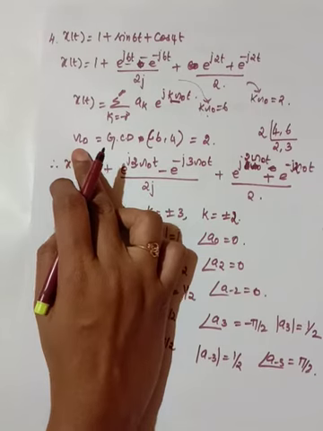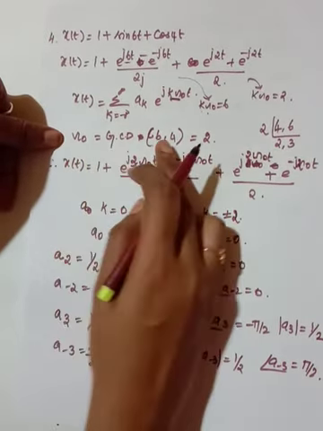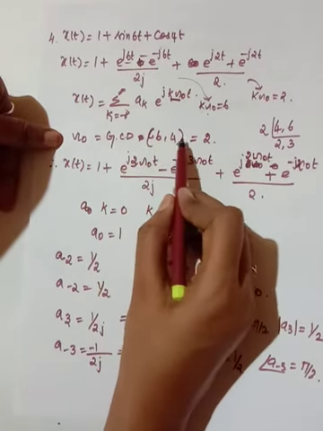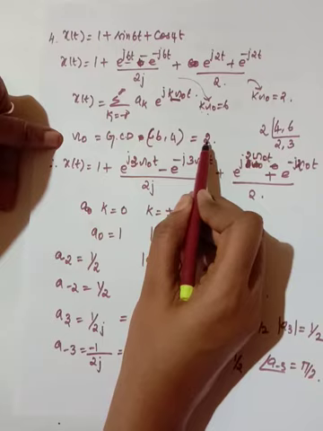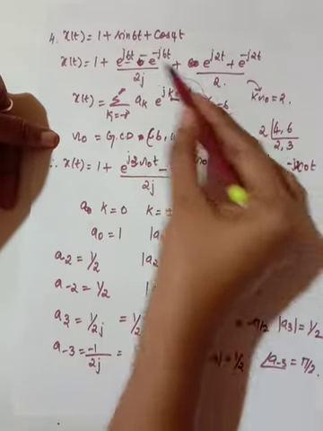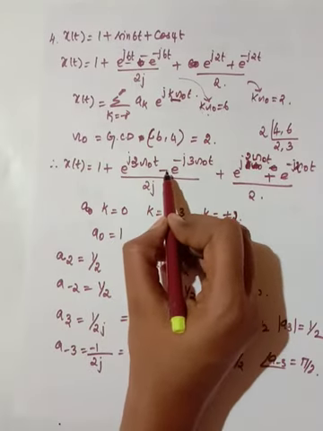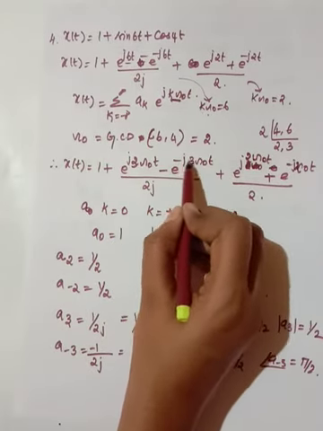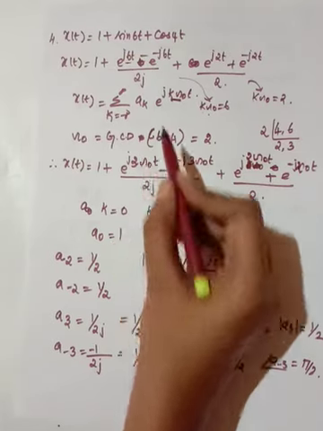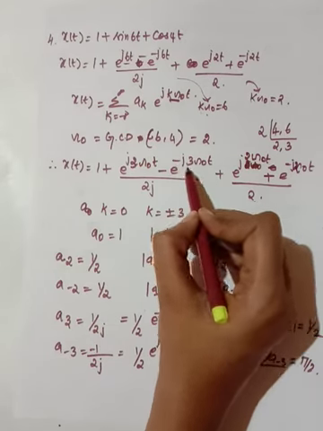So here we are going to find the GCD of 6 comma 4. I am going to take the common factor, so it is 2. Now I am going to represent this 6 as e power j3 omega naught t minus e power minus j3 omega naught t. When I substitute omega naught equal to 2, I will get 6 here, and minus 6 here.